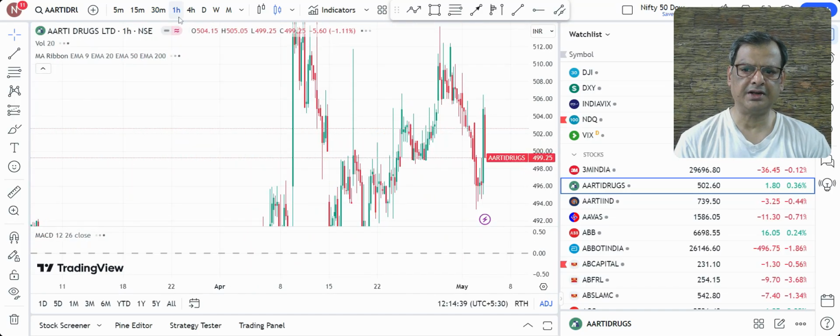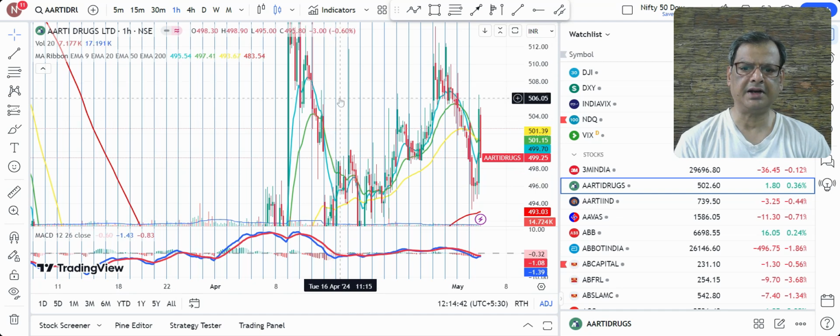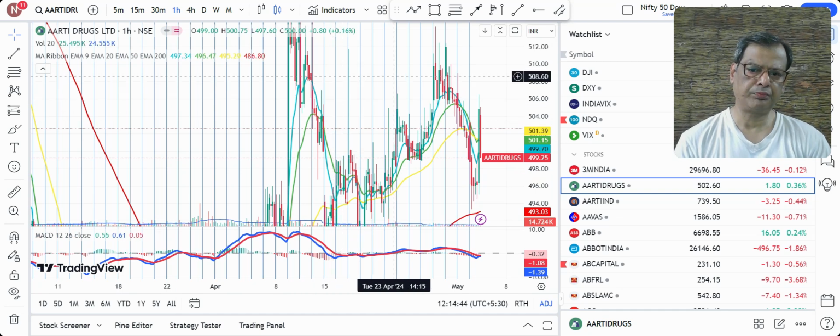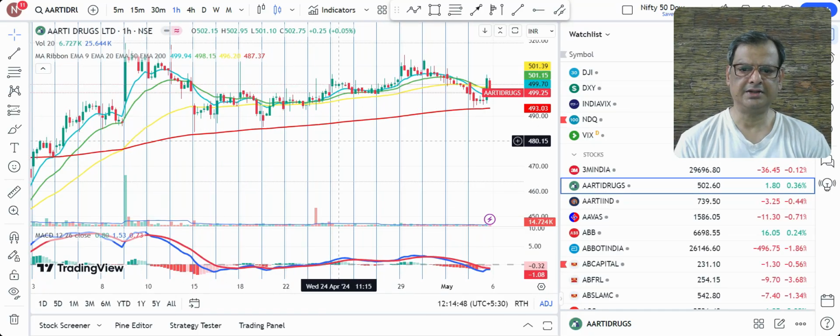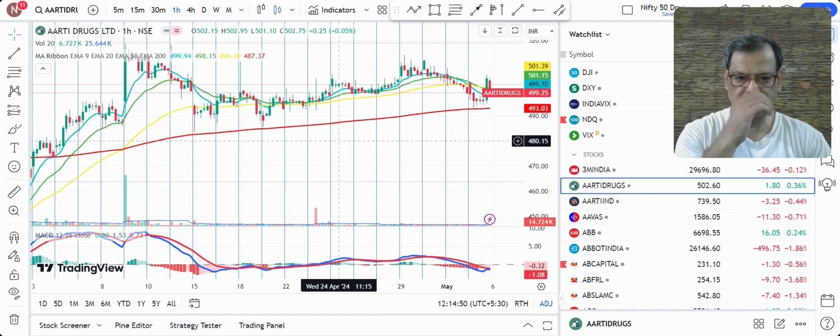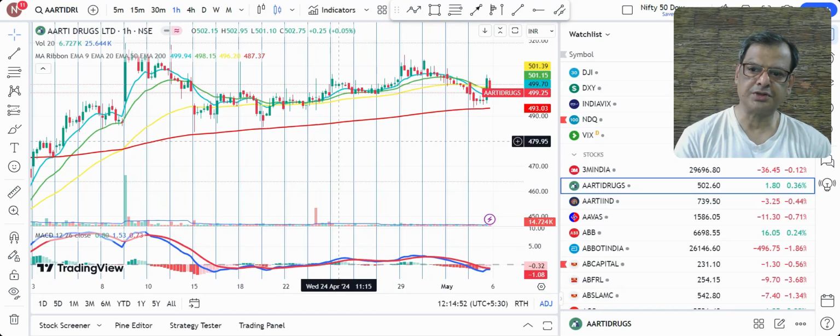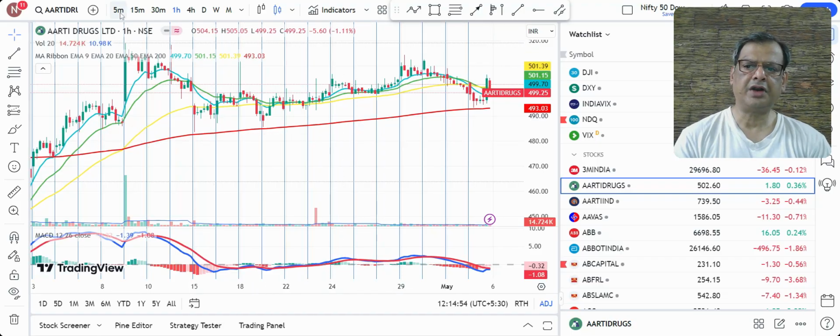You can look at a 1 hour time frame as well to get a better idea, and we are going to reset the chart so that this is how it looks. Whenever you scroll up and down, the chart gets all spoiled. So if you are trading on the 5 minute time frame, it is good to look at the 30 minute or the 1 hour, and you can also look at the daily time frame to get an idea as to what's happening with the price.